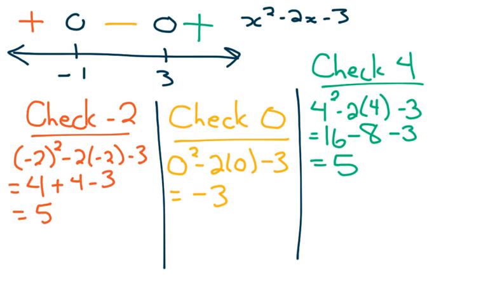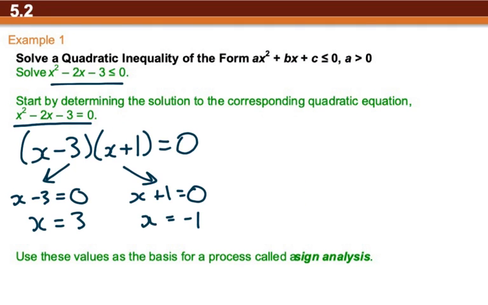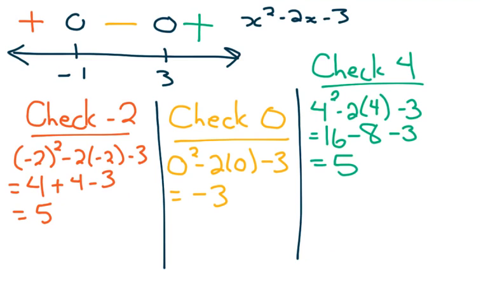We're not quite done yet, but this sign analysis now gives us the tools we need to fully answer the question. Looking back at the question, we were looking specifically at where this function is less than or equal to 0, which I'm going to add in up here. Now, less than or equal to 0, we need to determine whether that means positives or negatives. Less than 0 would be negatives, so the areas that we're looking for on the sign analysis are in between negative 1 to 3.